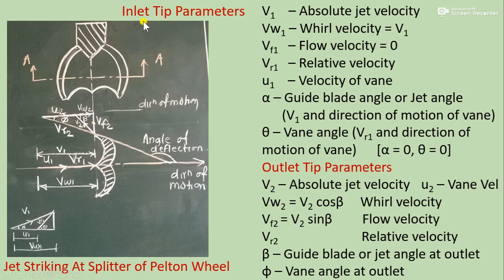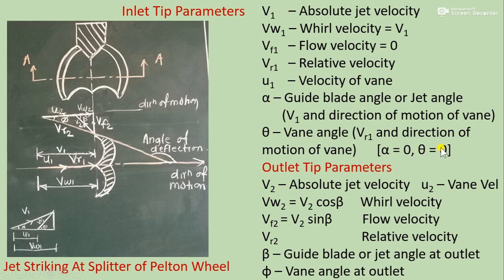So various parameters at inlet and outlet are enlisted. Over here, V1 is absolute jet velocity, VWN is whirl velocity. Now at the inlet, as it is straight line, so V1 is equal to VW1. Vf1 is 0, Vr1 is relative velocity, U1 is velocity of vane.